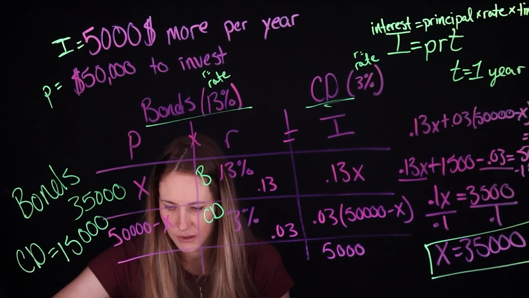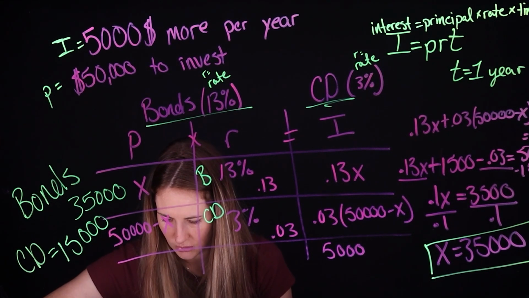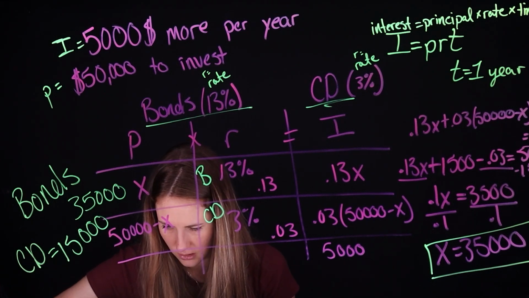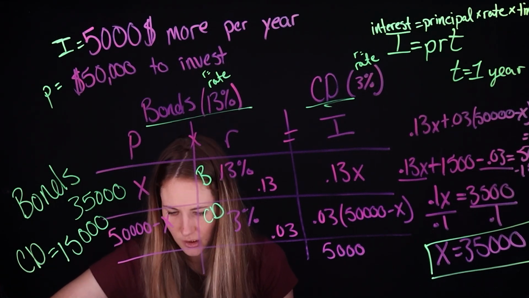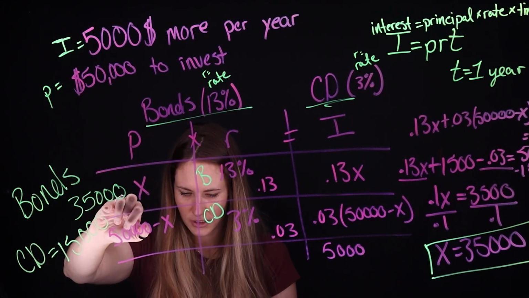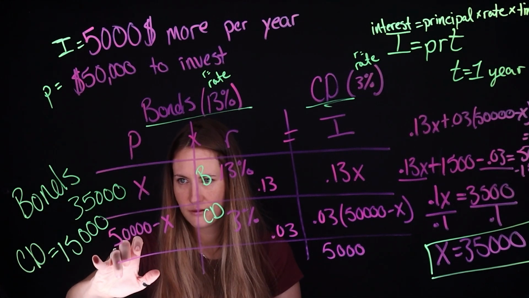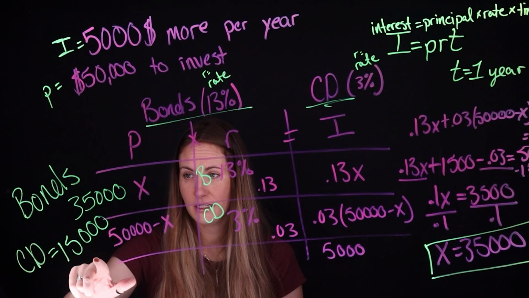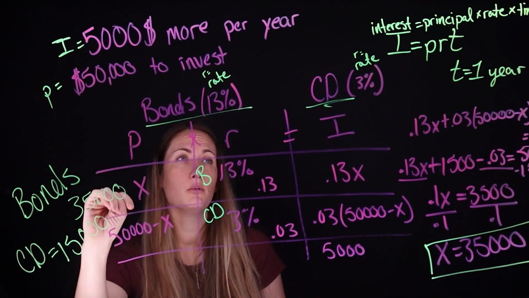So when you go to type in your answer, let me double check, make sure I'm telling you right. It's loading. So amount invested at 13% is 35,000. Amount invested at 3% is 15,000.